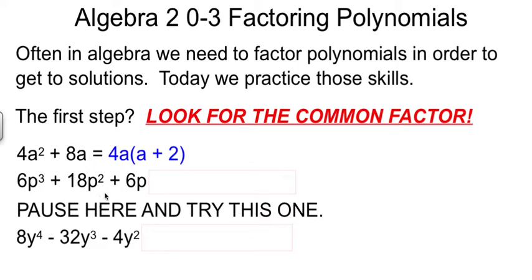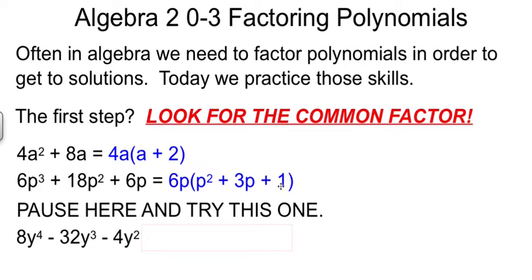Let's look at another one here. 6p cubed plus 18p squared plus 6p. They each have a 6 and they each have a p. So 6p is the common factor. If we take 6p out, divide it out of 6p cubed, it leaves p squared. If we divide out of 18p squared, it leaves 3p. And if we divide out of 6p, 6p divided by 6p is 1.